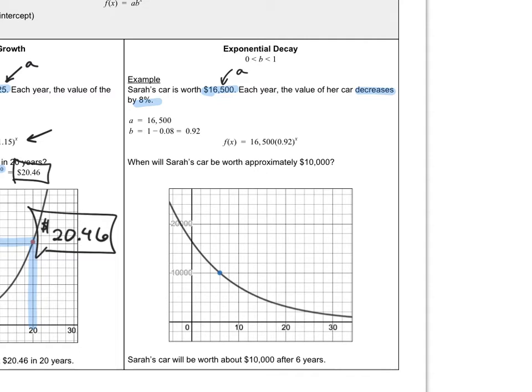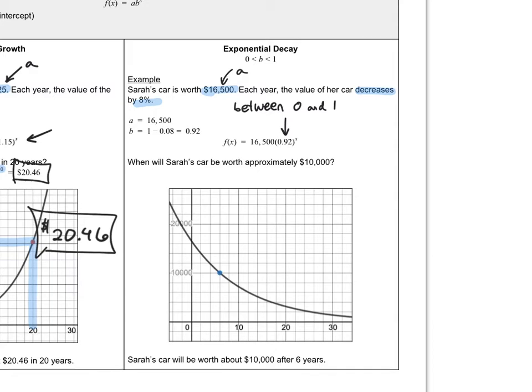So then when we write our function, we're going to have f of x equals 16,500 times 0.92 to the power of x. And notice that this value, 0.92, 92 hundredths, it's between 0 and 1. Since it's between 0 and 1, it's going to cause the value of this car to decrease. And you can see that here in this graph.